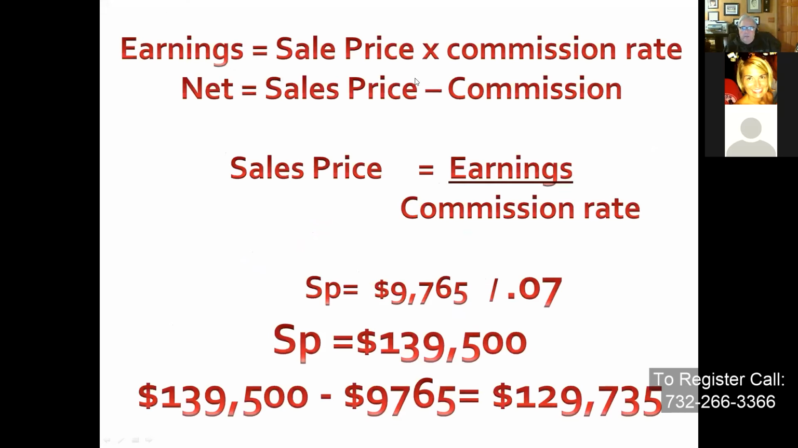Earnings is equal to sales price times commission rate. The net is equal to sales price minus commission. Sales price is equal to earnings divided by the commission rate. So again, our $97.65 divided by 0.07 gives us a sales price of $139,500. And then $139,500 minus what the commission is, which is $97.65, means that the seller ended up with $129,735.